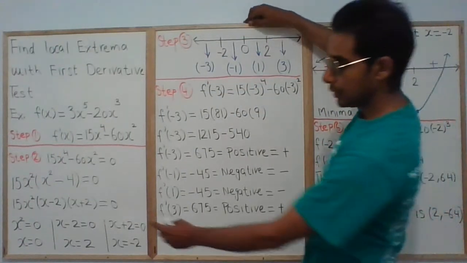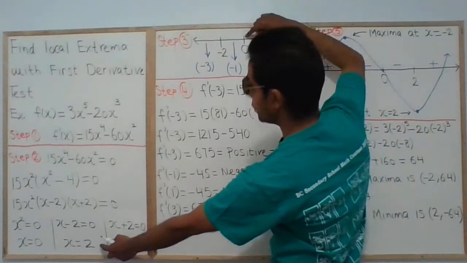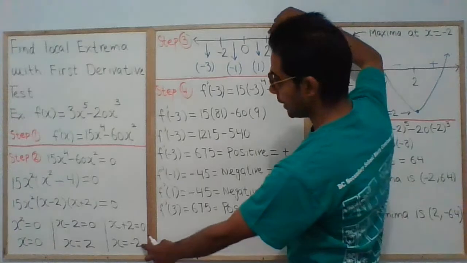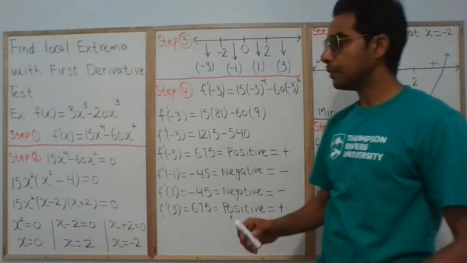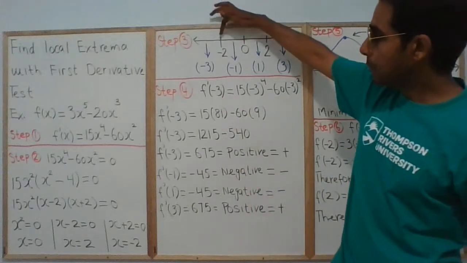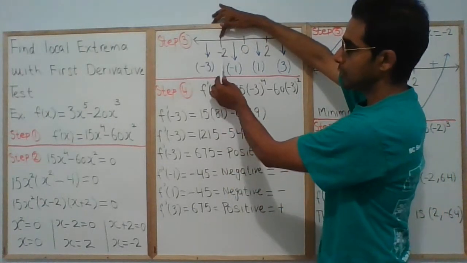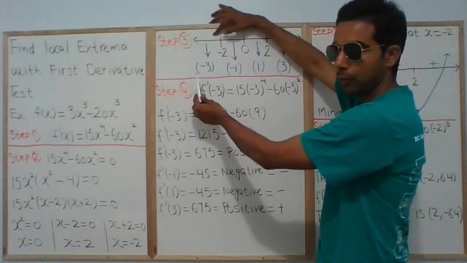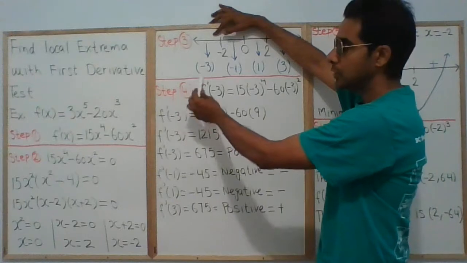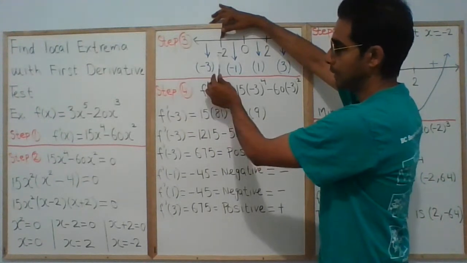So there is 0 here, I plotted 0. And then positive 2 is here. Then negative 2 is here. So plot the critical points. Then we need to pick a value to the left side of the leftmost critical point. I picked negative 3. You can pick negative 4, negative 5, negative 10. It does not matter, as long as it is on the left side of negative 2.